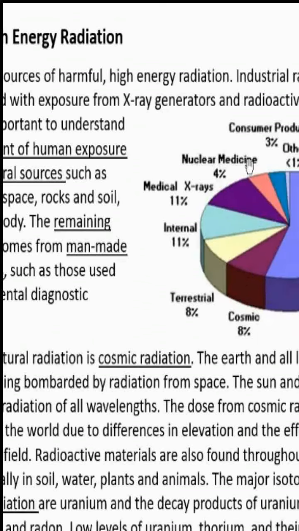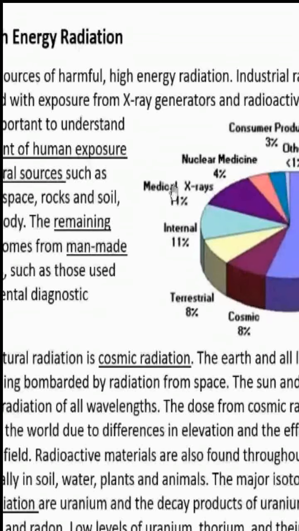Then nuclear medicines. If you are taking nuclear medicines, 4%. Then if you are going for X-ray testing, and also CT scan, which is a part of X-ray testing or a modified X-ray testing, and internal and terrestrial. We don't have control over these. We have control over these two. And random means we may have approached or been in some radiation zone unknowingly. That is this 54%.